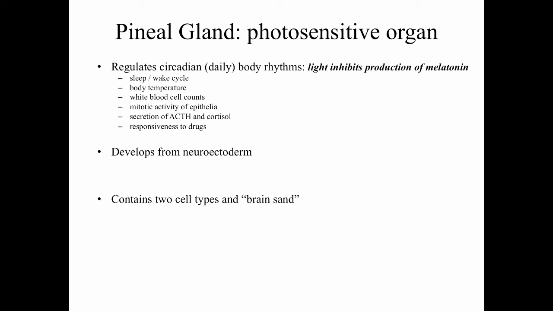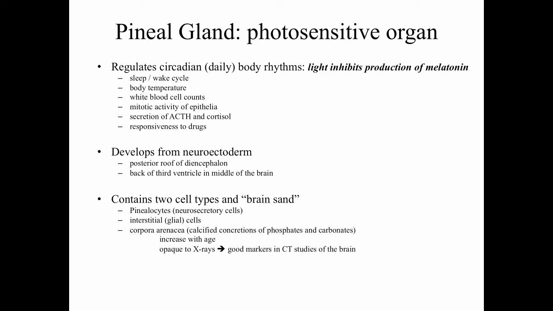Now, the pineal gland develops from the neuroectoderm on the posterior roof of the diencephalon, and it's in the back of the third ventricle in the middle of the brain. The pineal gland contains two cell types and a substance called brain sand. The pinealocytes are neurosecretory cells. They are essentially the major parenchymal cell in the pineal gland, and then there are interstitial or glial cells in the pineal gland.